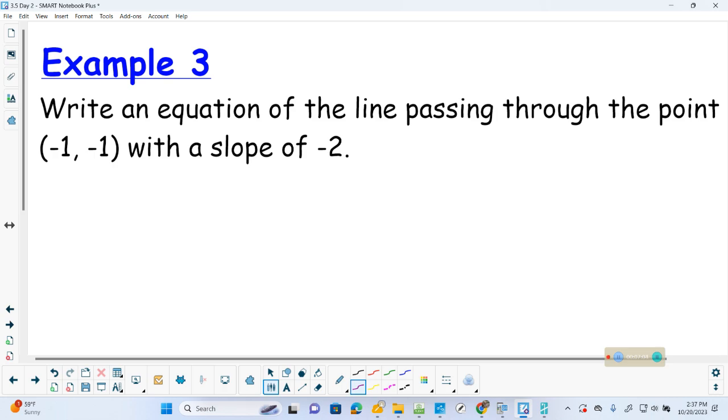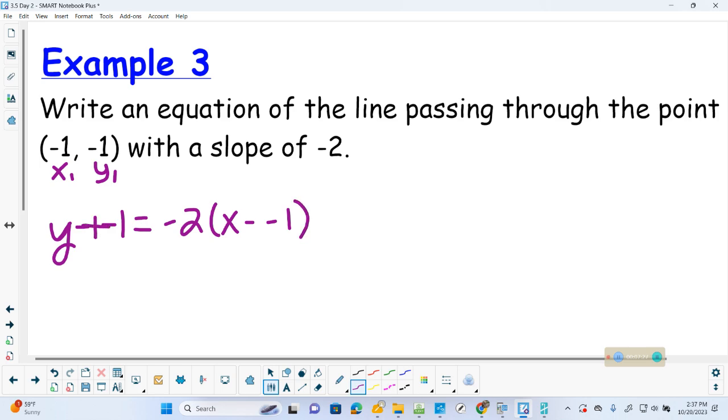Okay, first question. Is this point the y-intercept? If you plot (-1, -1), is it on the y-axis? Sure isn't, so I'm going to use the red point-slope formula again. So I write y minus the y coordinate, our slope of -2, and then x minus the x coordinate. Now again, you've got a lot of minus negatives.